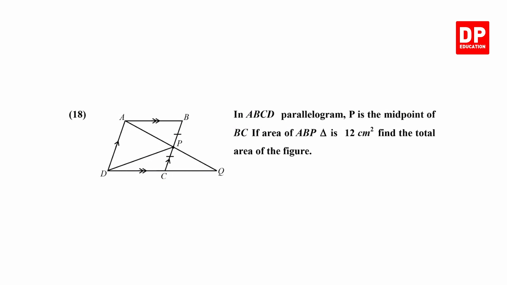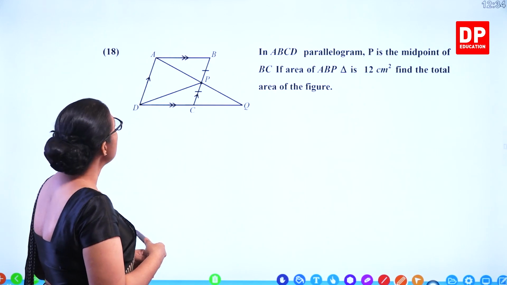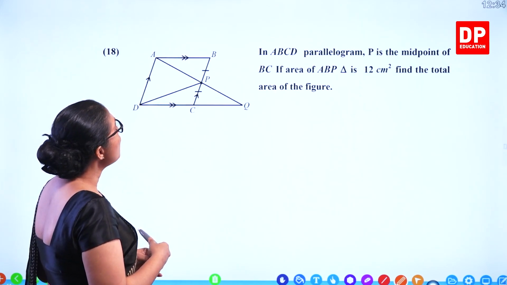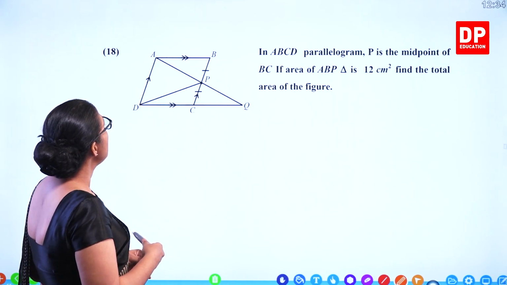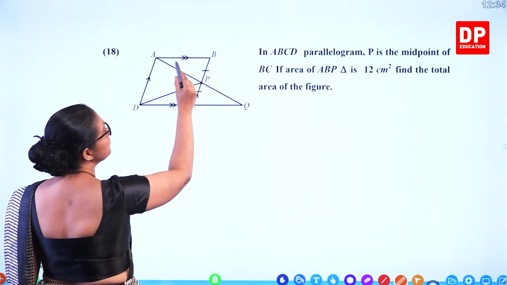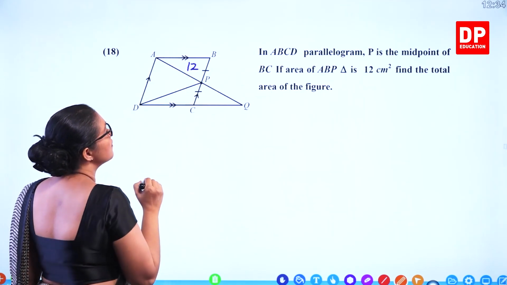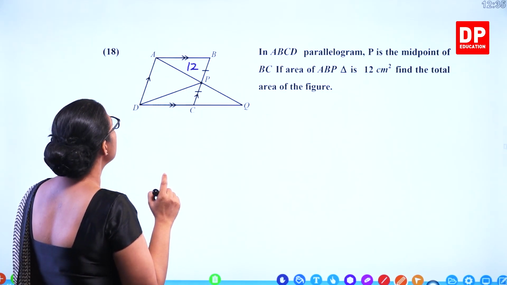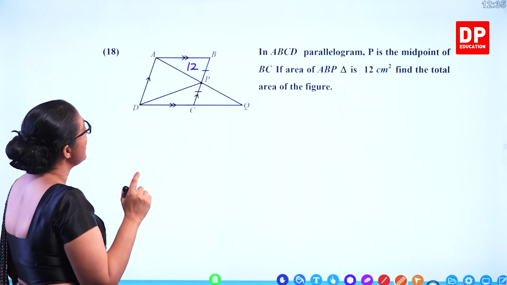Question number 18. In ABCD parallelogram, P is the midpoint of PC. If area of ABP, this area is 12. So this one is given 12. Find the total area of the figure. So you need to find out the total area.